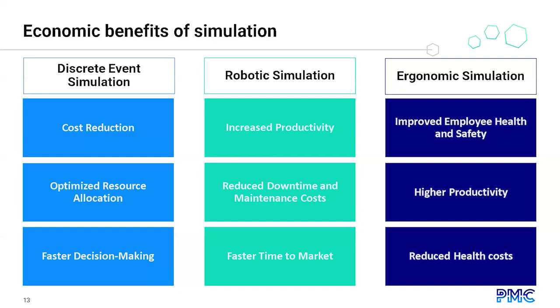So we have improved employee health and safety. Ergonomic simulation helps companies design safe workspaces that will reduce the risk of injury like repetitive stress or back problems. These are things that we can directly see in the ergonomic simulation and also export as ergonomic reports. And this will result in fewer work injuries, lower absenteeism, and as a consequence, we'll have happier employees.